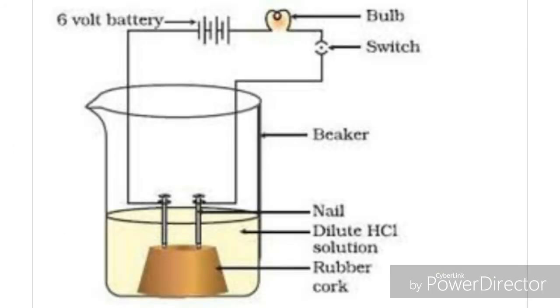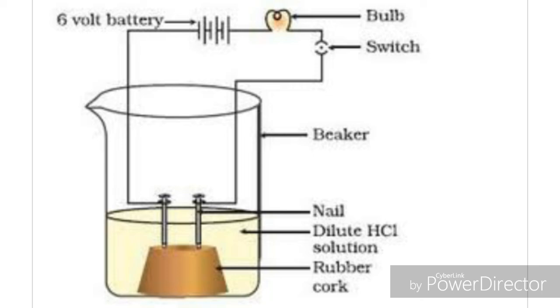Now, let us learn about an experiment which proves that dilute hydrochloric acid conducts electricity. Take one glass beaker and place one rubber cork at the bottom of the beaker. Place 2 iron nails on the rubber cork. Now take dilute hydrochloric acid solution to almost half level of the beaker. Now connect the nails with the help of wires to a 6-volt battery and a bulb.